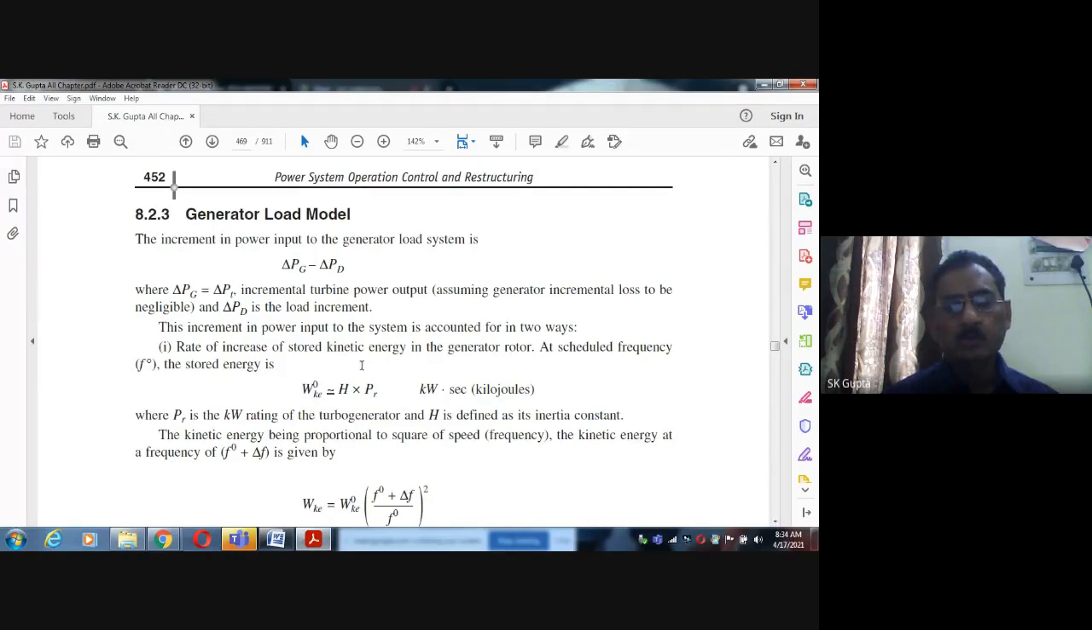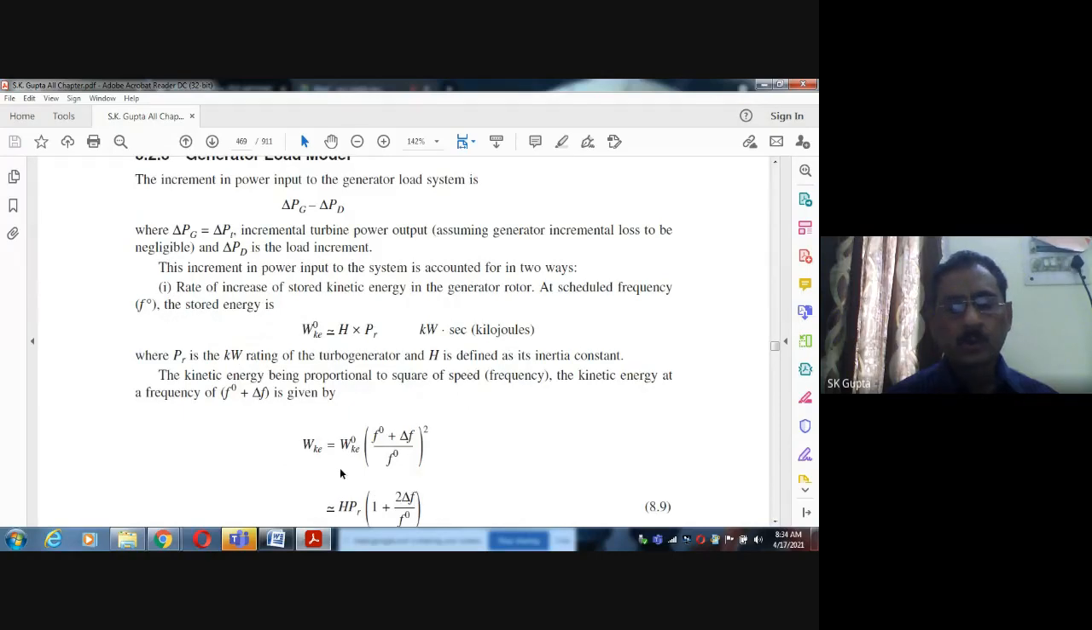And if you divide the two equations, WKE0, which is H into PR, is proportional to F0 square, and WKE is proportional to F0 plus del F whole square. If you divide the two, this equation will come. And in place of the kinetic energy stored, you know it is in terms of H into PR. This is constant. This is the rating of the machine.